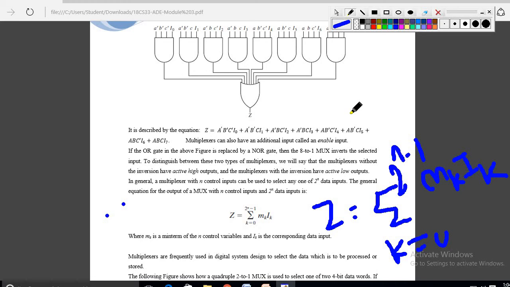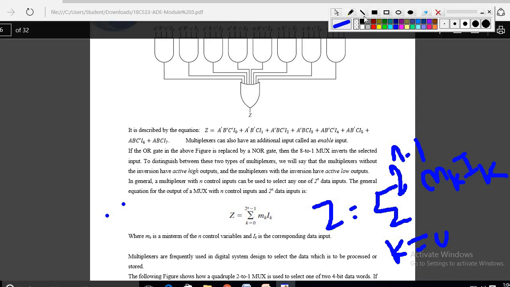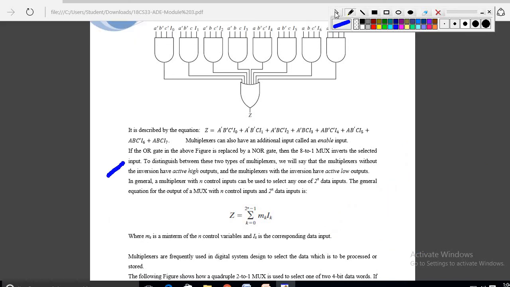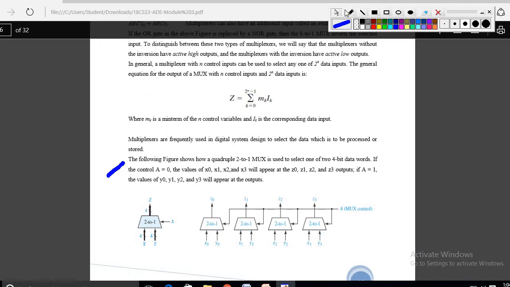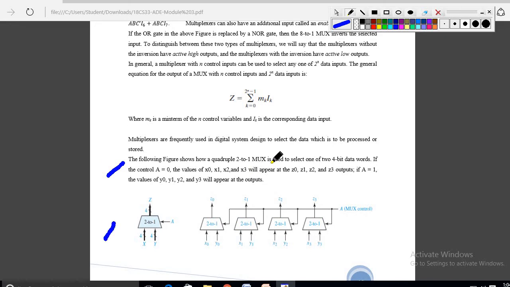So this is the general equation for the multiplexers. Multiplexers are frequently used in digital system design to select the data inputs which are processed or stored. So see the following figure, the next concept. Here I'm using a quadruple 2:1 mux, meaning four 2:1 muxes. It is used to select one of the 4-bit data words.